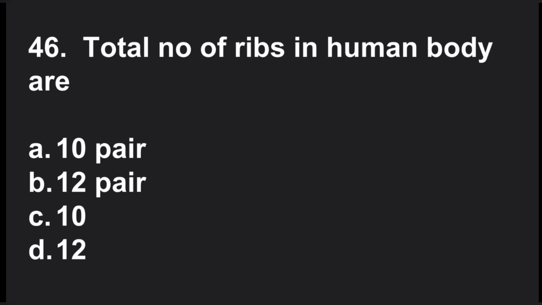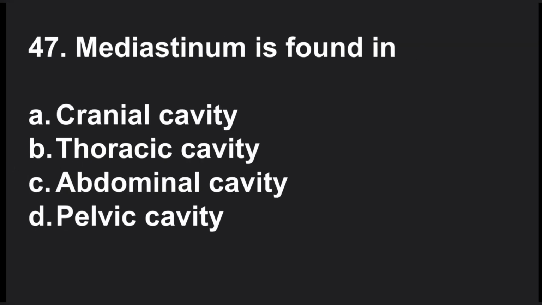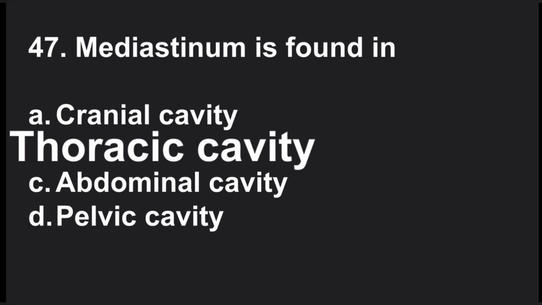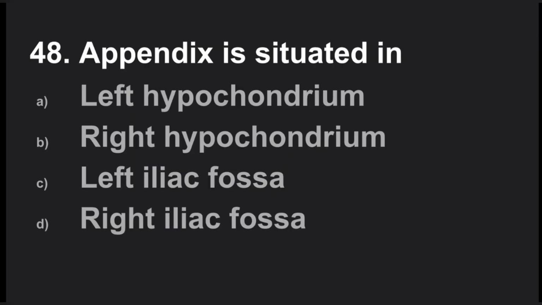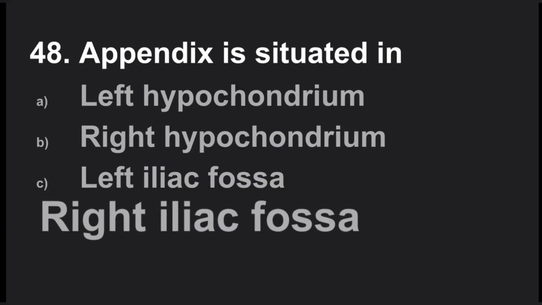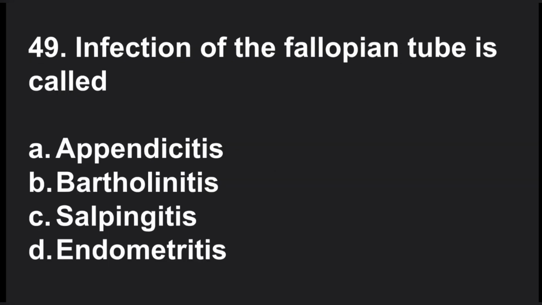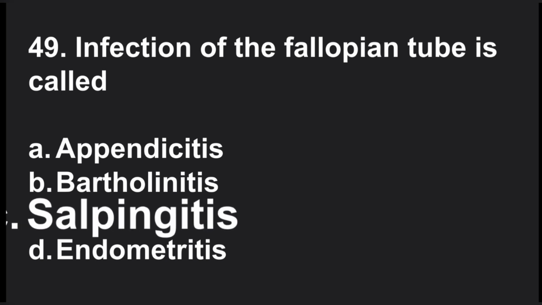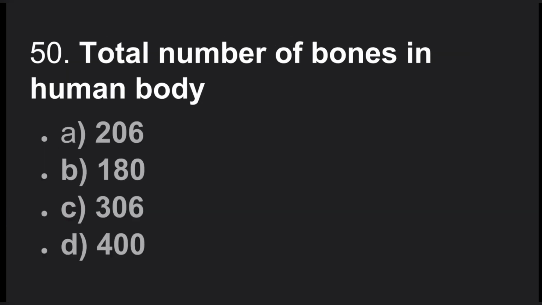Total number of ribs in the human body are 12 pairs. Mediastinum is found in the thoracic cavity. Appendix is situated in the right iliac fossa. Infection of the fallopian tube is called as salpingitis. The total number of bones in the human body, the answer is 206.